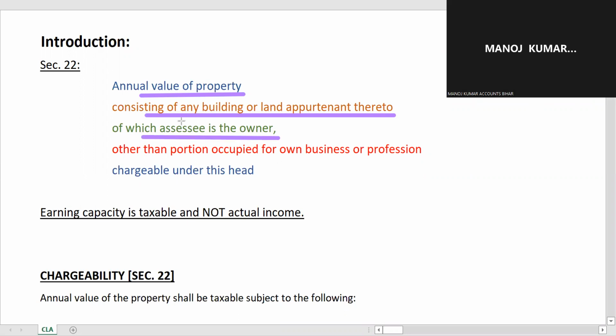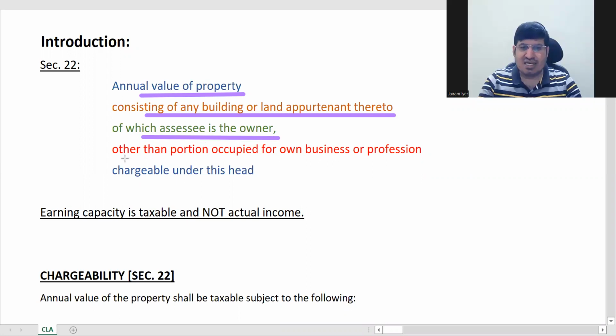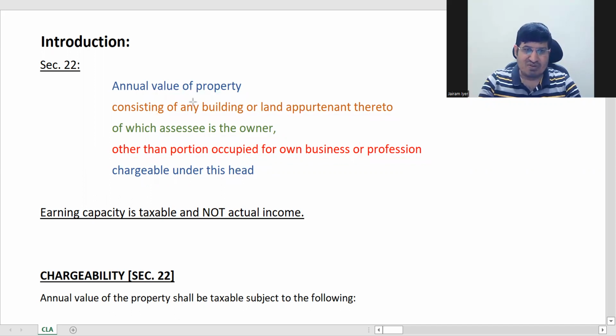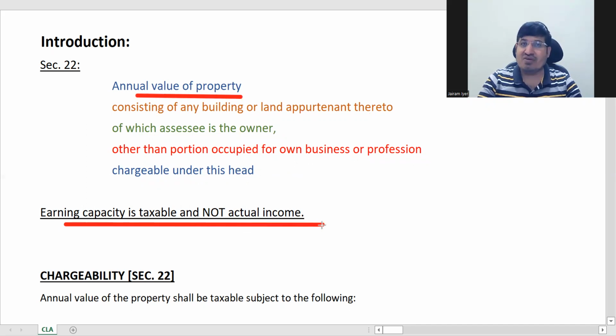Okay, and then other than portion occupied for own business or profession is chargeable under this head. So the last two sentences are saying that if the person is using that property for his own business or profession, then that is not chargeable under house property. It's chargeable under PGBP. And here, because we have used annual value, that means earning capacity is taxable and not actual income. It's not the actual rent which is taxable, it is the earning capacity.